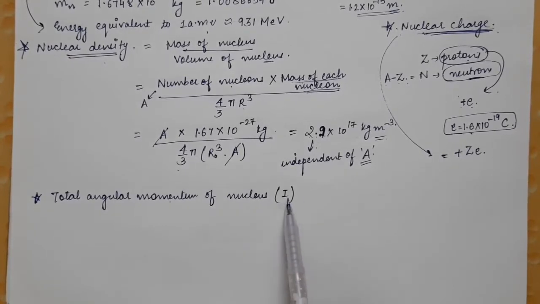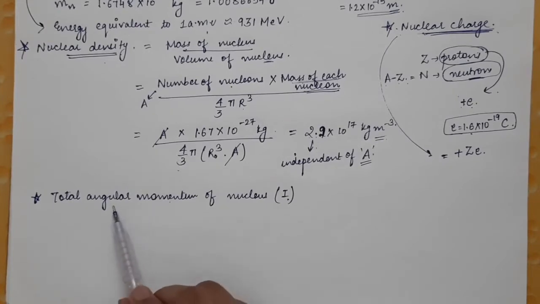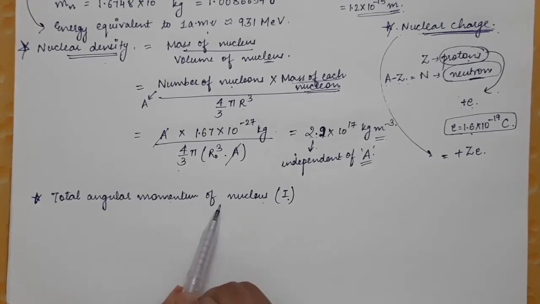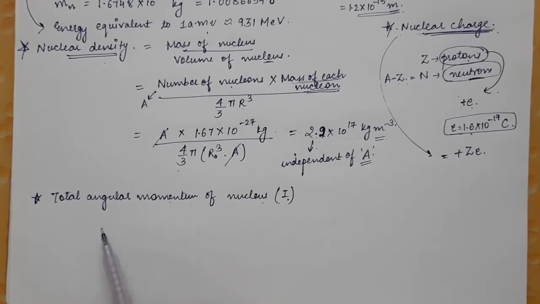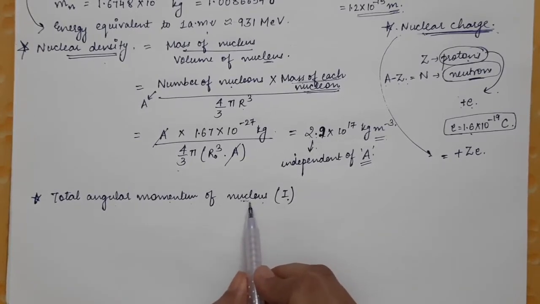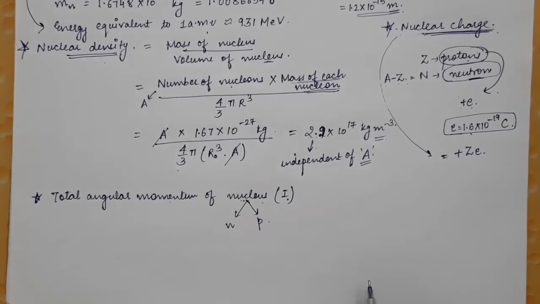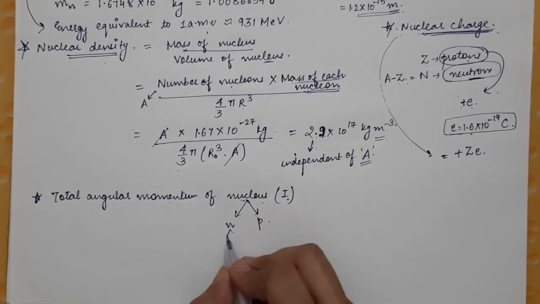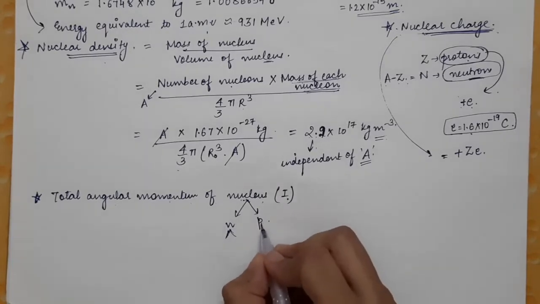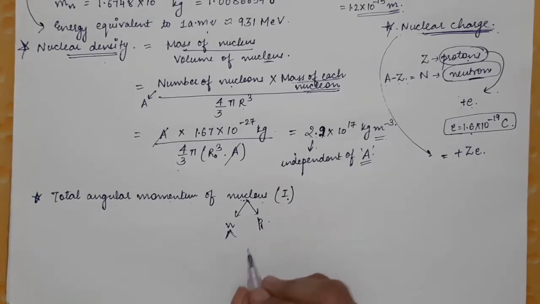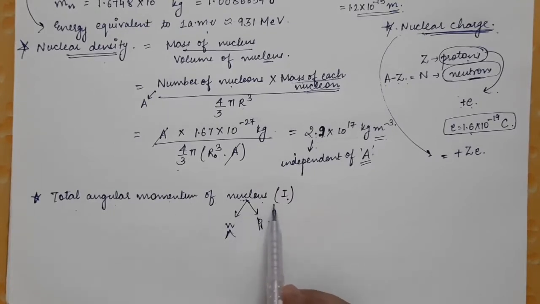this is represented by capital I. To find the total angular momentum of a nucleus, we must know the angular momentum of every particle this nucleus is composed of. And we know that the nucleus is made up of nucleons, that is, there are protons and there are neutrons. So every neutron will have its own angular momentum, and every proton will also have its own angular momentum. So to find the total angular momentum of the nucleus, we must know the angular momentum of the nucleons present inside the nucleus.